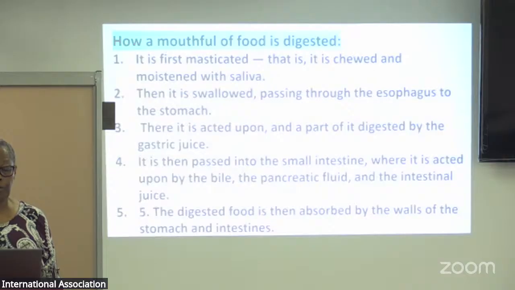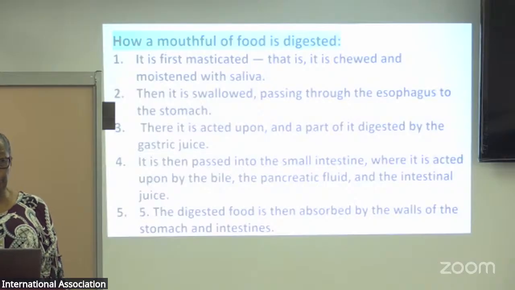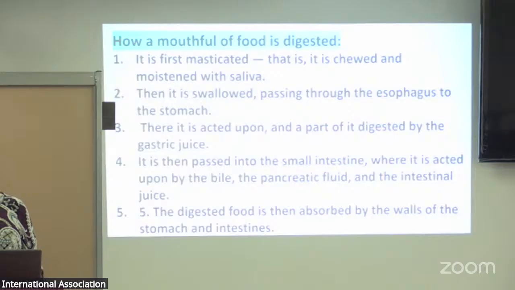How is a mouthful of food digested? It is first masticated, that is, chewed and moistened with saliva. Then it is swallowed, passing through the esophagus to the stomach. There it is acted upon and a part of it digested by the gastric juice. It is then passed to the small intestines where it is acted upon by the bile, the pancreatic fluid, and the intestinal juice. The digested food is then absorbed by the walls of the stomach and the intestines.